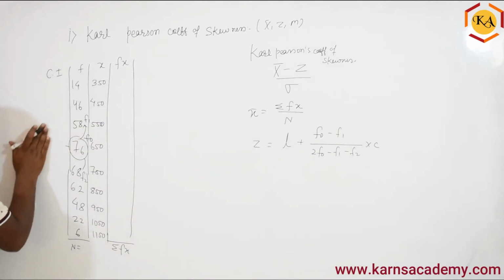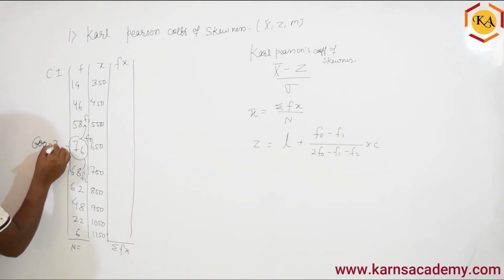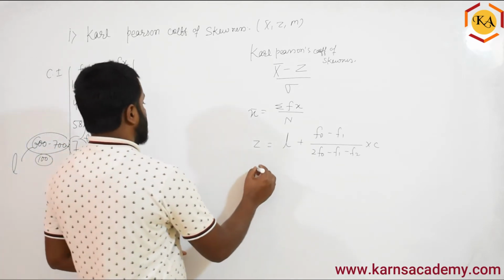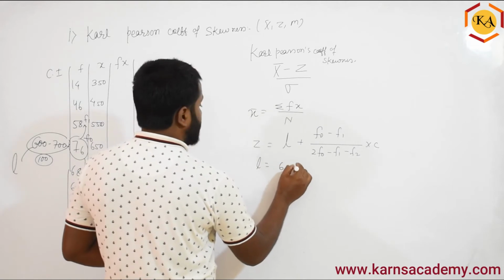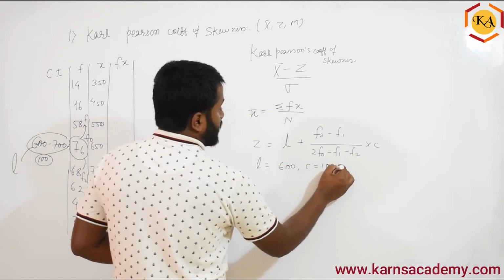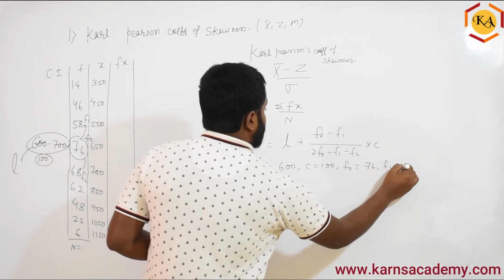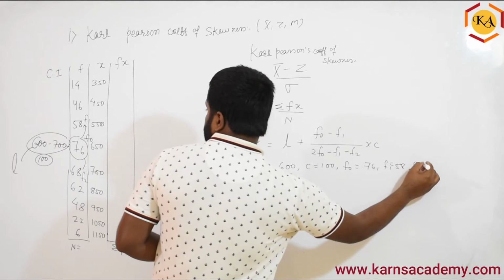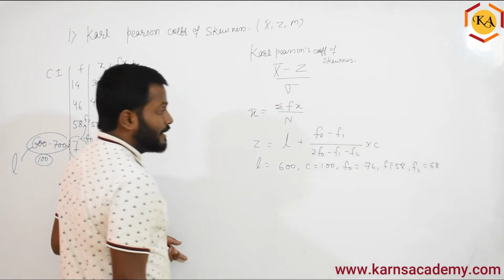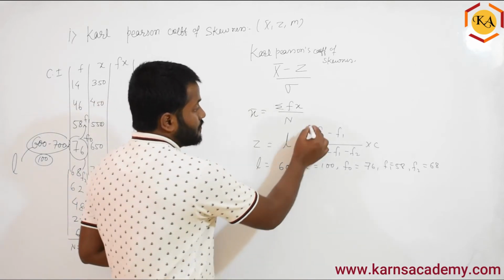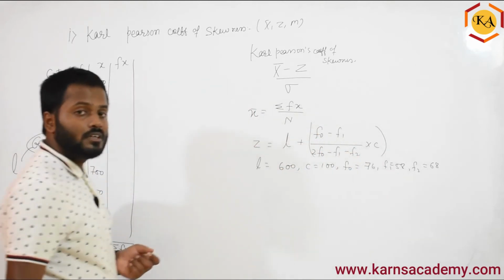Okay, so corresponding to that, what is your class interval? 600 to 700 you have here. This is the class you have selected, so this will become your L. And what is the difference over here? 100. So let me write all the values. L you are getting 600, C you are getting 100, f0 you are getting 76, f1 you are getting 58, and f2 you are getting 68. Can we substitute all the values in this and find out the mode? Yes, very simple. First you have to solve these things and then add with the L.